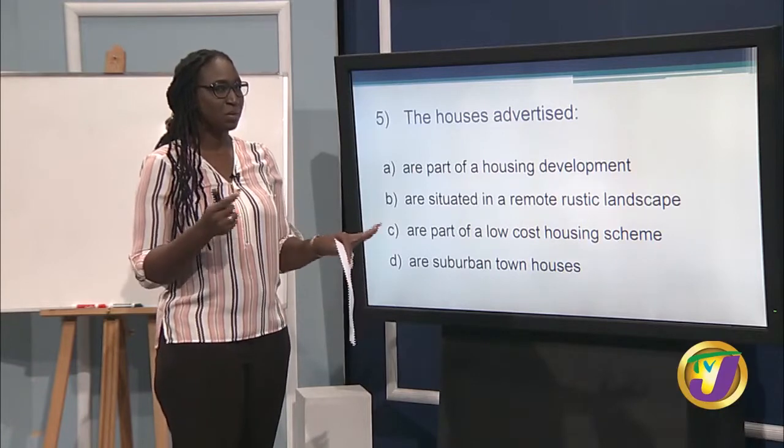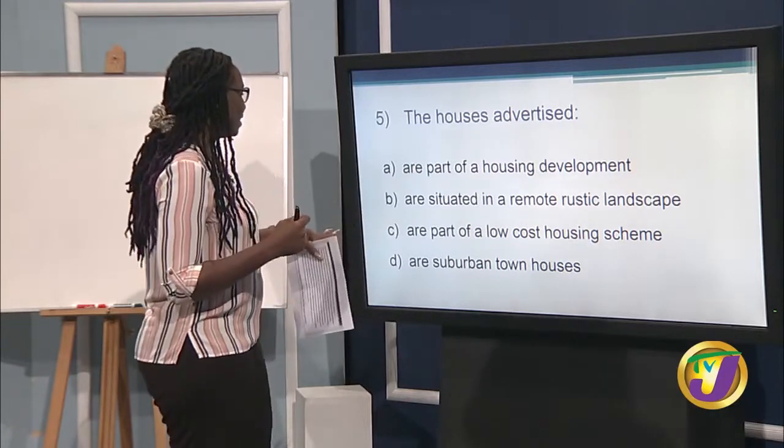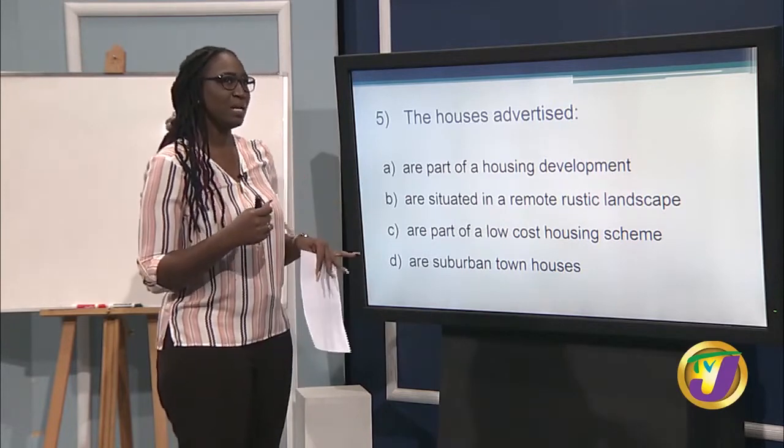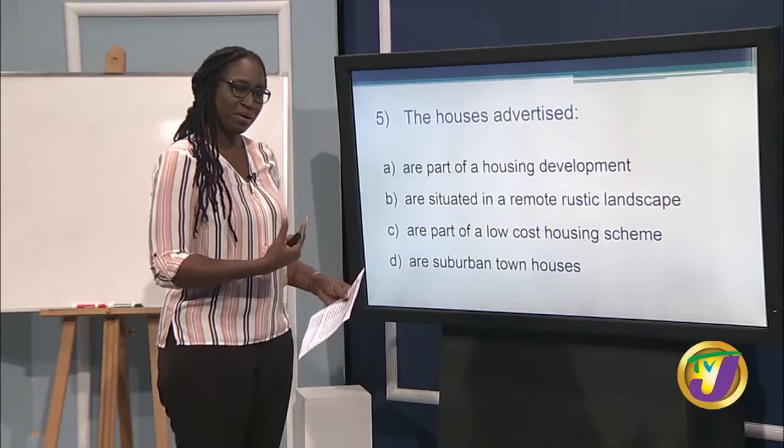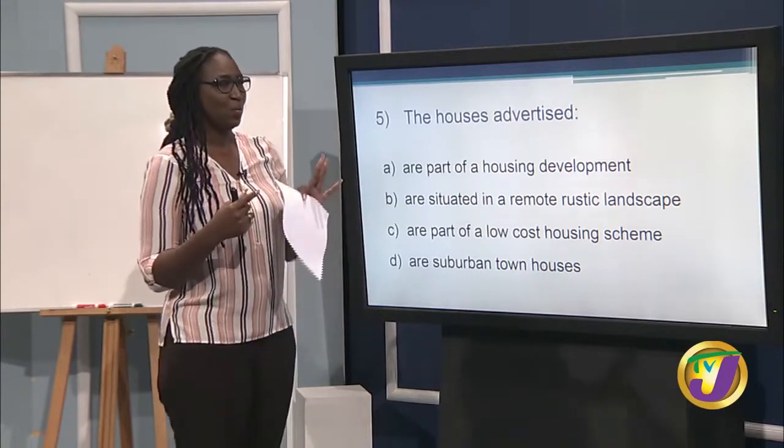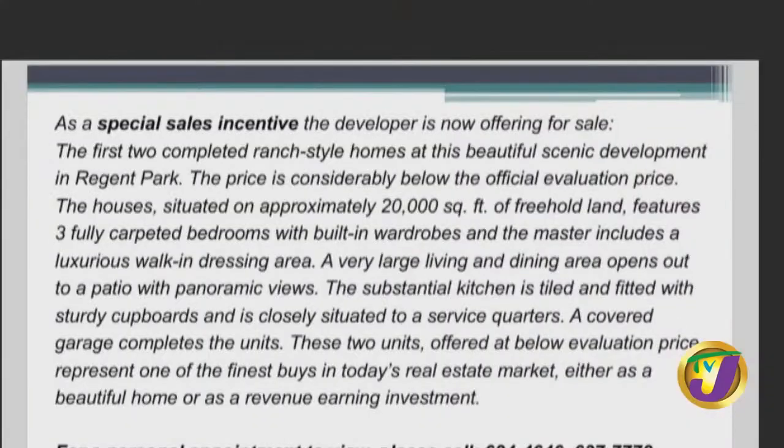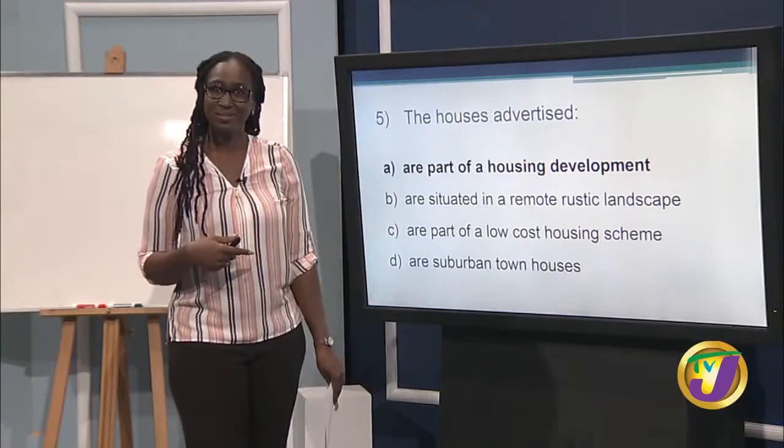So right away, something should be bubbling in your mind. Or did they tell you that they are suburban townhouses? So did they tell you that they are in the heart of a city or in a suburb area? Something of that nature. What exactly were you told about the houses? So let's check back. Look carefully. Scan through quickly. What did it say regarding the houses? Remember, keep these options as you're looking. Part of a housing development. Situated in a rustic, remote landscape. Part of a low-cost housing scheme. Or suburban townhouses. All right? You know the answer by this. And of course, the houses were part of a housing development.